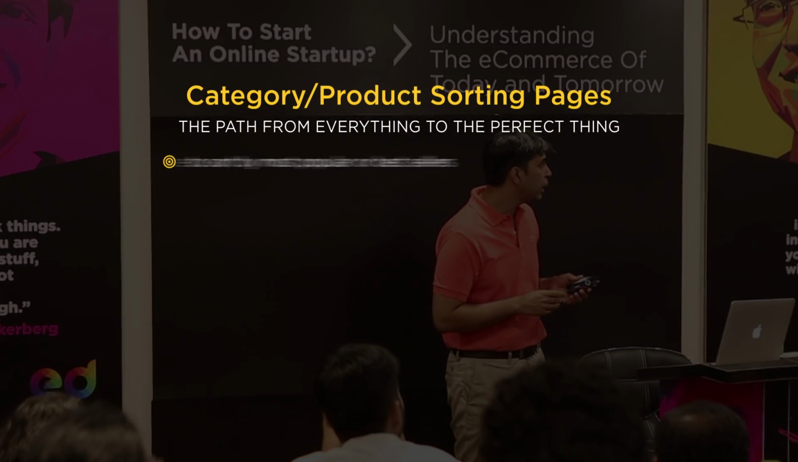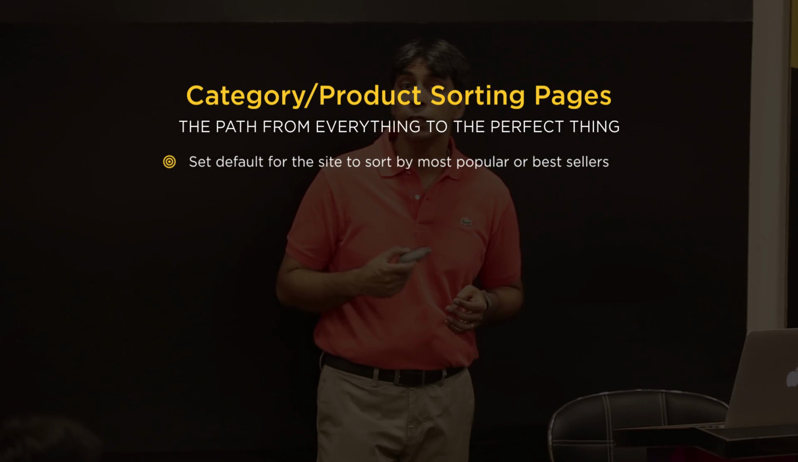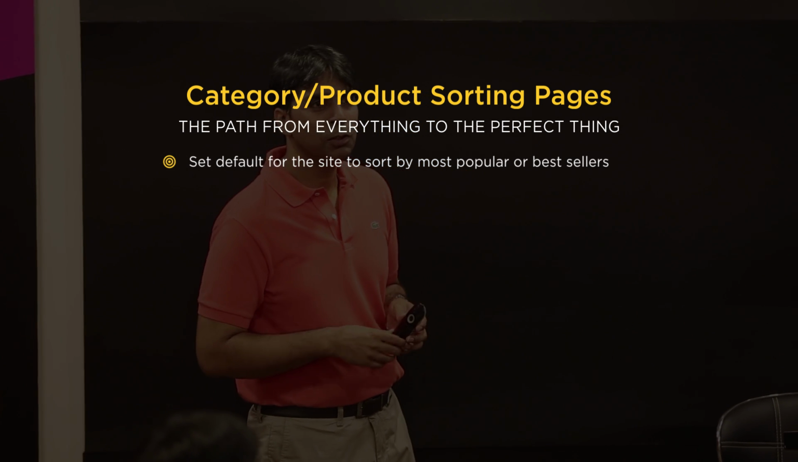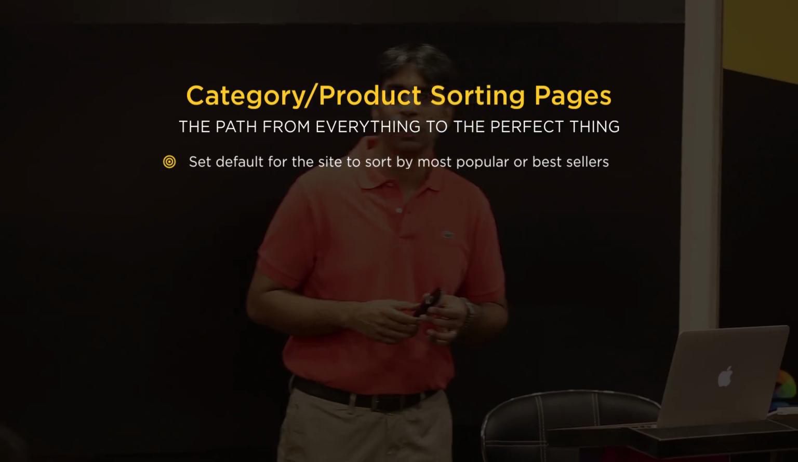Set the default for the site to sort by the most popular or best sellers. So when you're doing sorting on these pages, don't do price. Don't do new. Actually set it to most popular or best sellers. Why? Because if they're selling, that means more people will buy it.